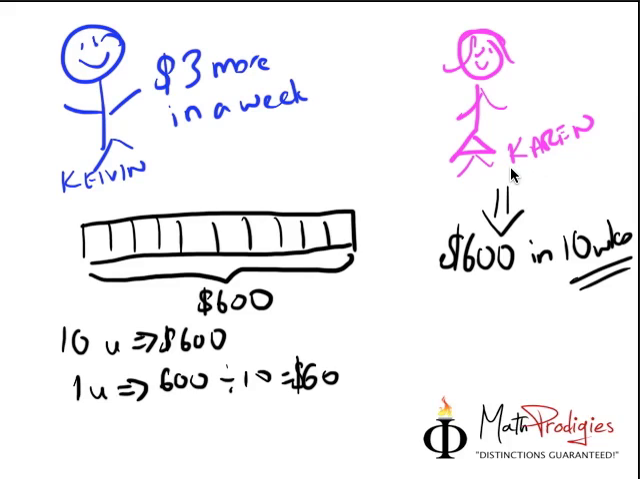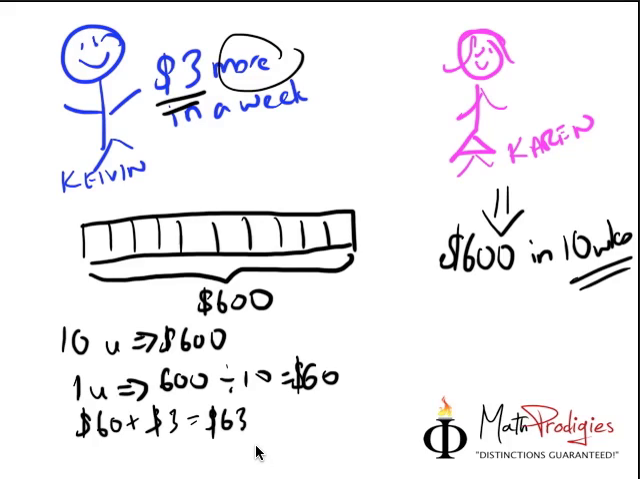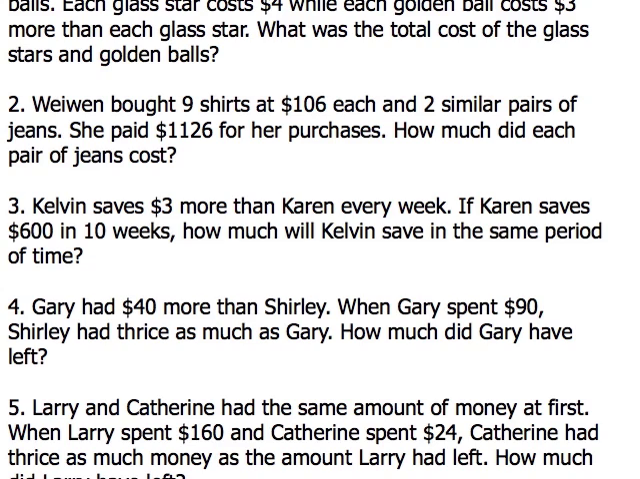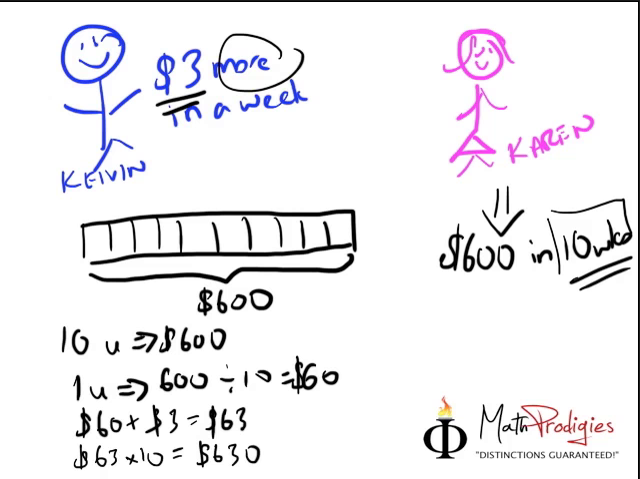Now, every week, how much more does Kelvin save? $3. So in every week, how much does Kelvin save? Let me ask you. Is it 60 minus 3? No, because it's more. So it's $60 plus $3. Therefore, you get $63. That's how much he saves in a week. Now, in the same period of time, which is 10 weeks, how much does Kelvin save? Kelvin saves $63 plus $63 plus $63, which is after 10 times, which is times 10. That's what it means, $63 times 10. So you get $630, and that's how much Kelvin will save in the same period of time, all right?